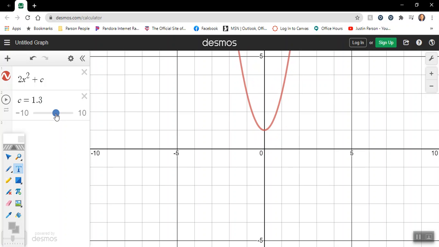If I move this up 3 units, whoops, not 2.7, but come on, 3 units. Where's my vertex move to now? 0, comma 3 right there, right? Would you agree with that? So the vertex would be at 0, comma 3.